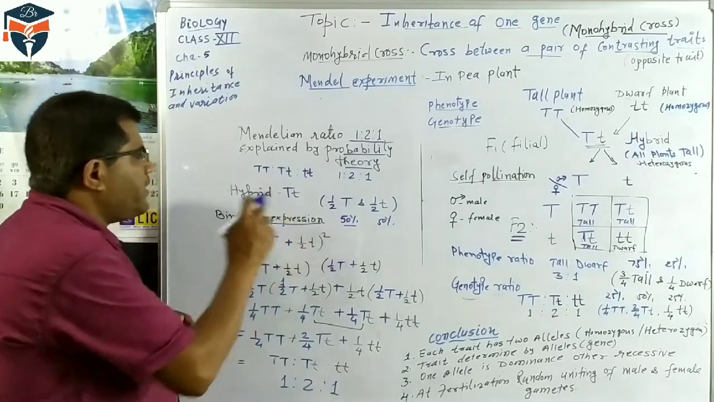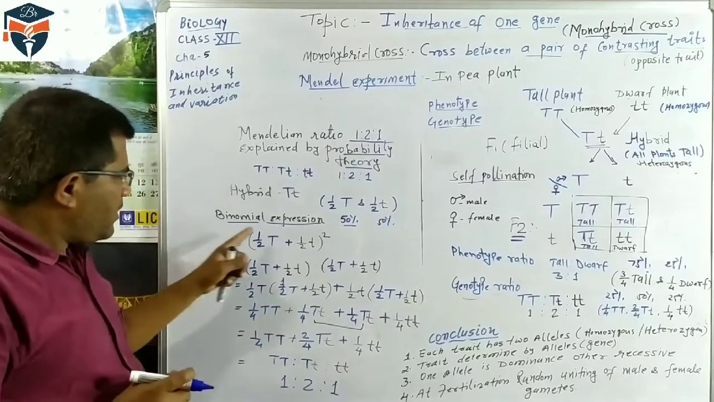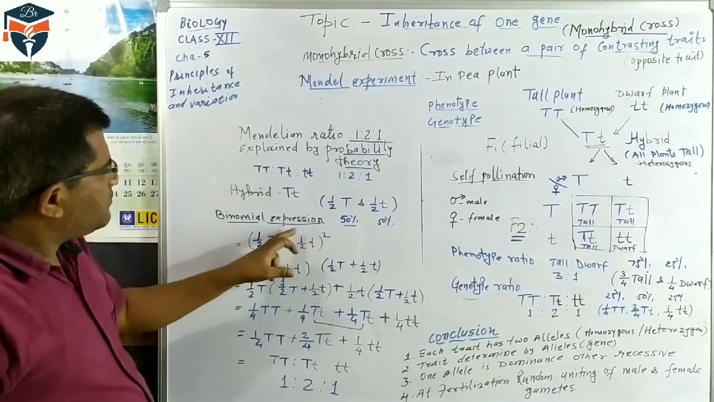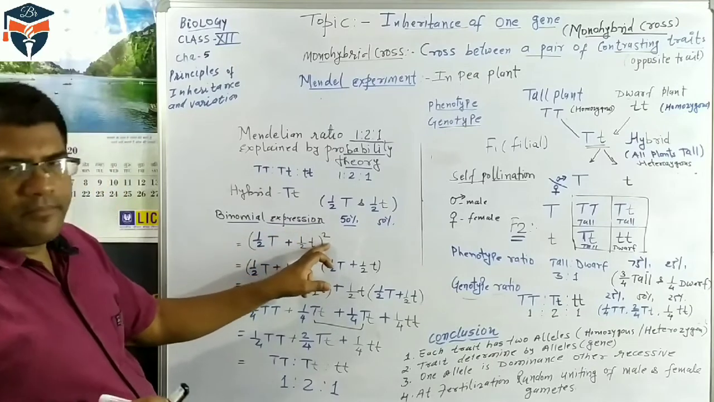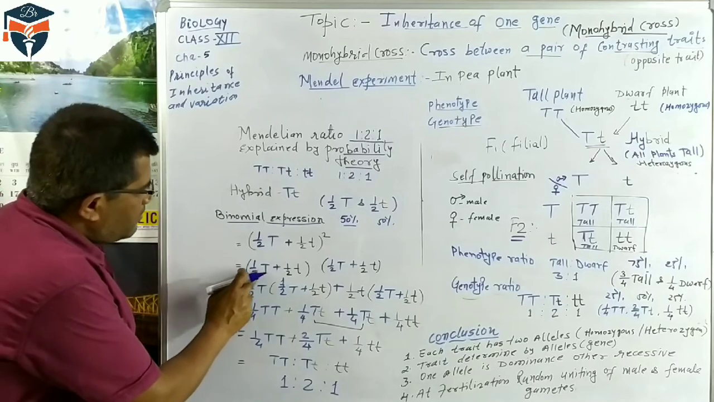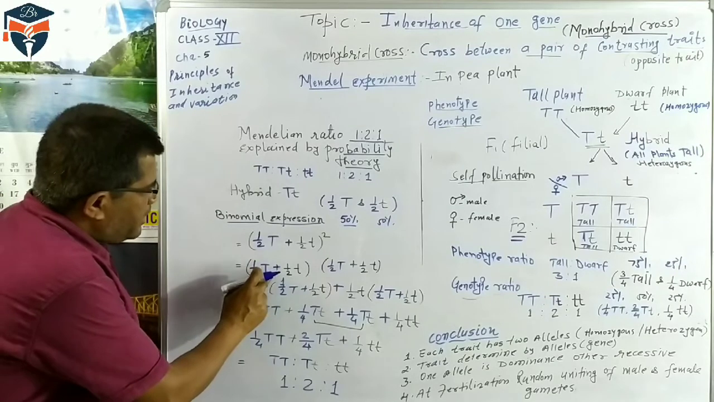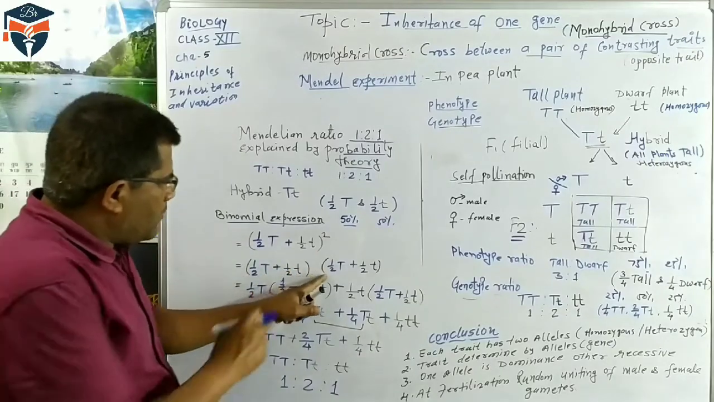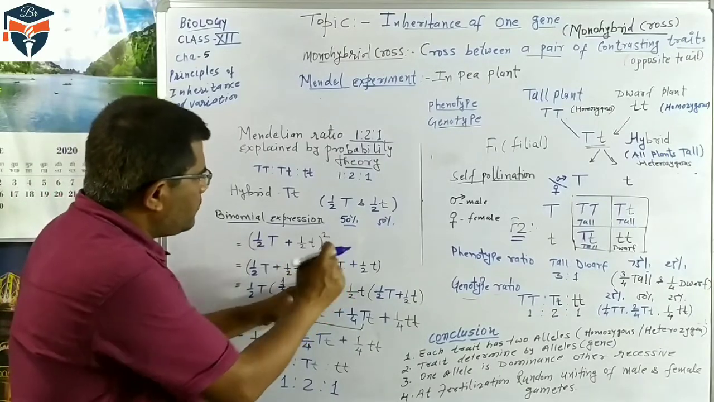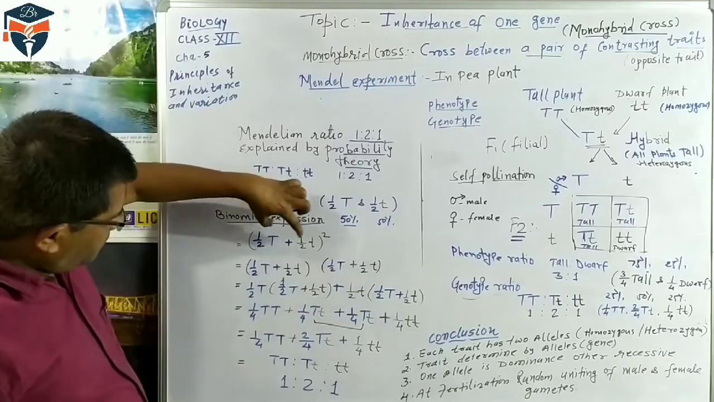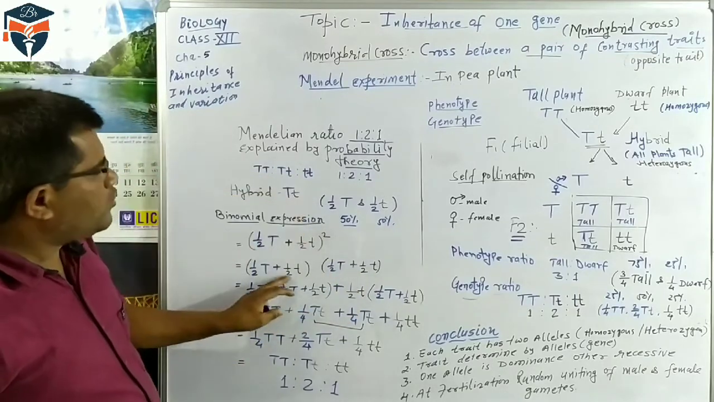Now what is the binomial expression? Binomial expression is 1/2 T plus 1/2 small t. By the binomial equation, we are getting 1/2 capital T plus 1/2 small t. So the same thing I have written here 2 times.